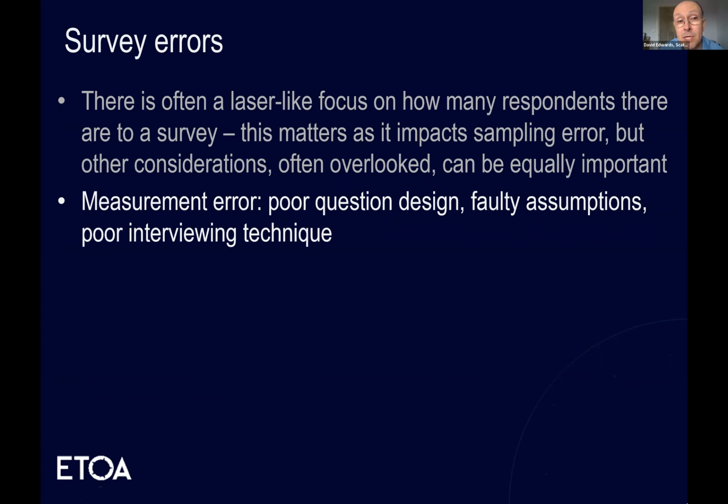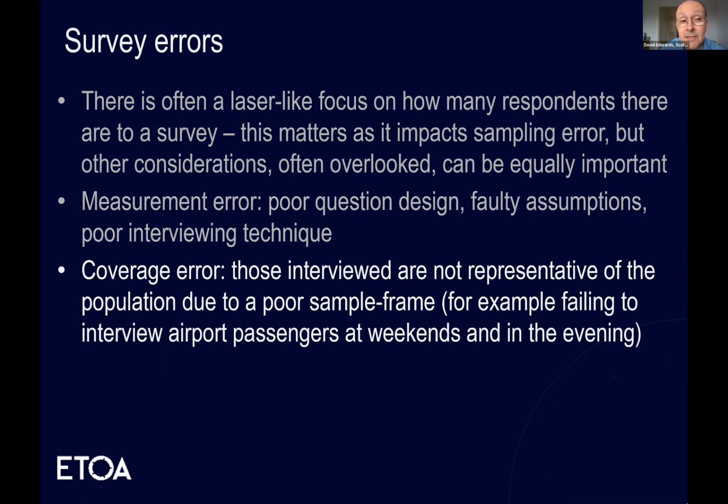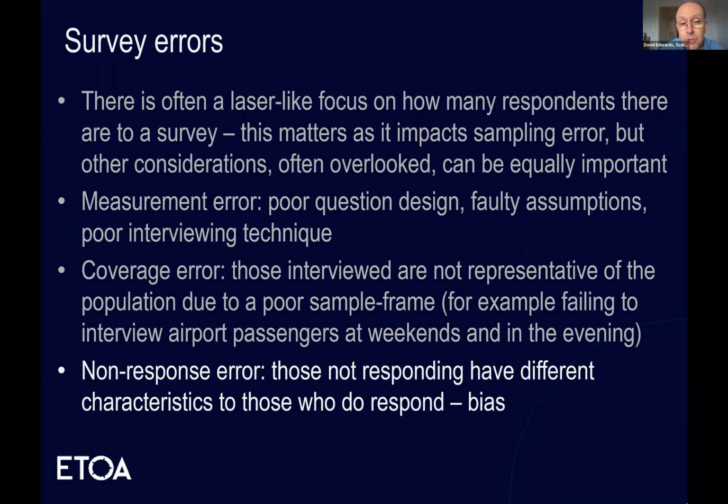For example, there's something called measurement error, and that can come about if you've got poor question design or have faulty assumptions, or indeed deploy poor interviewing techniques. Then there's coverage error, which is where those who are interviewed are not representative of the wider population that you're trying to get insights about. And this can come about due to poor sample frame. For example, failing to interview airport passengers at weekends and in the evenings might be a mistake if we just rely on data from interviews during 9 to 5, Monday to Friday. And then we've got non-response error, which is a case of those not responding having different characteristics to those who do respond. And the shorthand for that is bias.